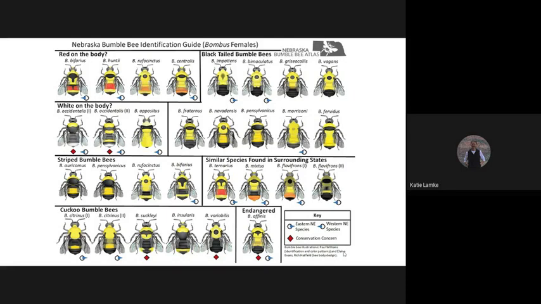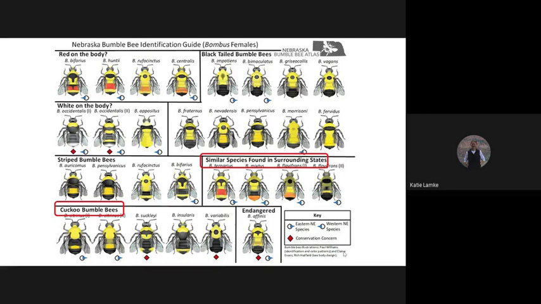So when you have a bee in front of you, the first thing that you should do is check to see if it has any red on the body or any white on the body. And if so, then it's pretty likely that the bee that you've collected is in one of these two boxes. If not, then check to see if it has stripes on it or if it has a black tail. And again, if it doesn't match any of those categories, then you're going to look at the cuckoo bumblebees, or if you're sampling near the borders of Nebraska, it's possible that you collected a species that doesn't commonly occur here.